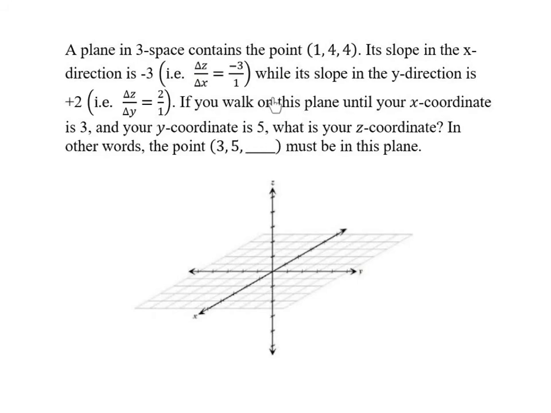Okay, so we're going to change the problem up just a little bit. Instead of starting at 0, 0, 4, now we're going to start at a different point, not on the z-axis, just the point 1, 4, 4, all right? Our slope in the x direction is still negative 3. Our slope in the y direction is still 2. So if you walk on this plane until your x-coordinate is 3 and your y-coordinate is 5, what is your z-coordinate? All right, so what is the point 3, 5, blank? All right, pause the video and see if you can figure that out.